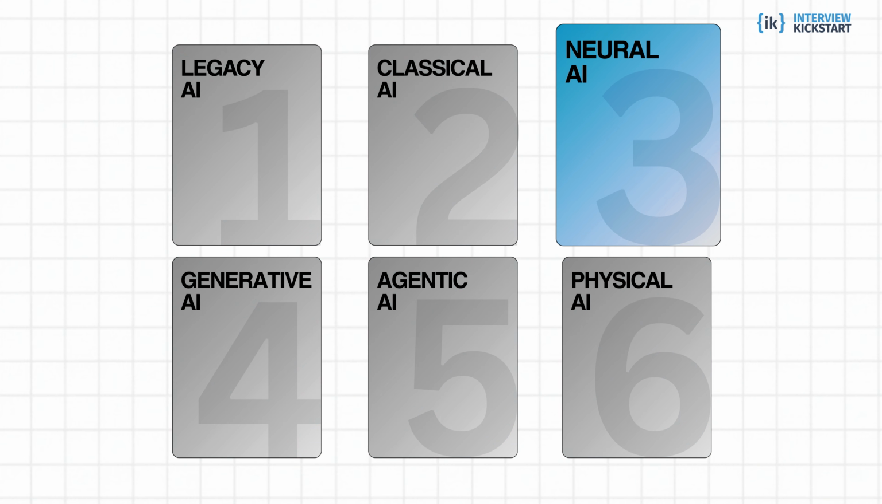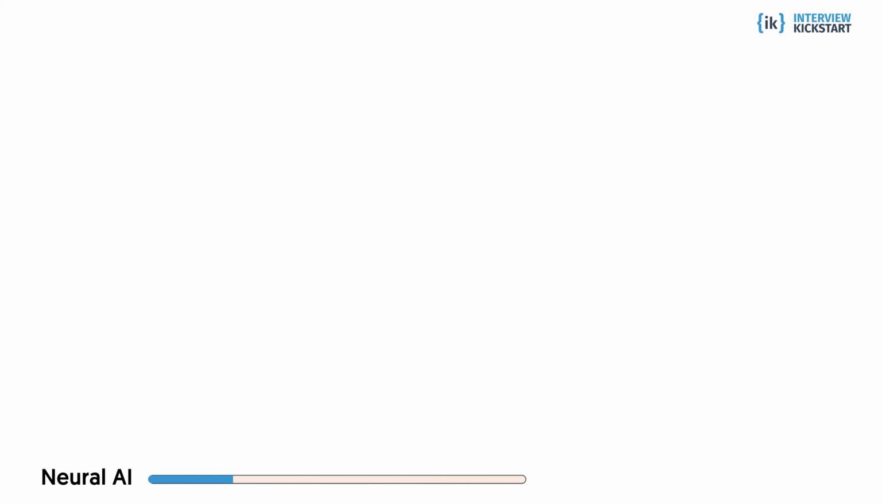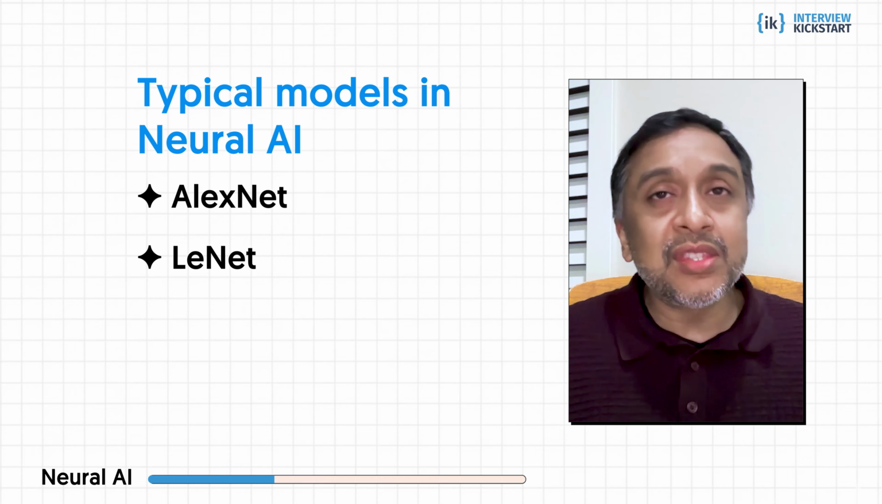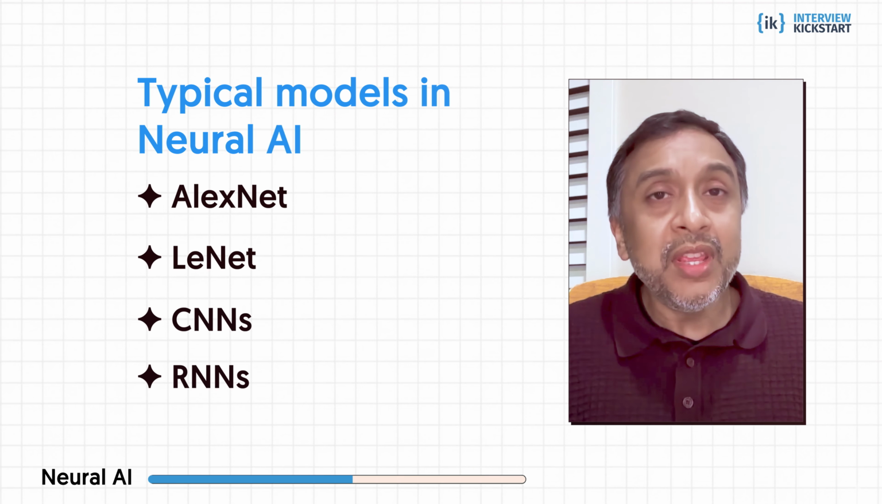But let's move on. Let's talk about the third wave, neural AI. This actually took off in 2012 with AlexNet. So neural AI, think of SLMs, small language models, the BERTs, the ELMos, the ERNIEs, the AlexNets, the LeNets, the CNNs, RNNs, convolutional neural nets, and so on. Very popular from 2012 onwards. By 2018, you were working with transformer models.